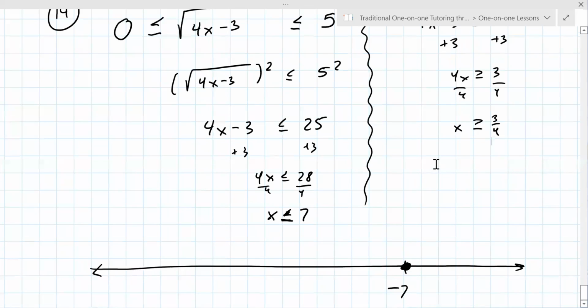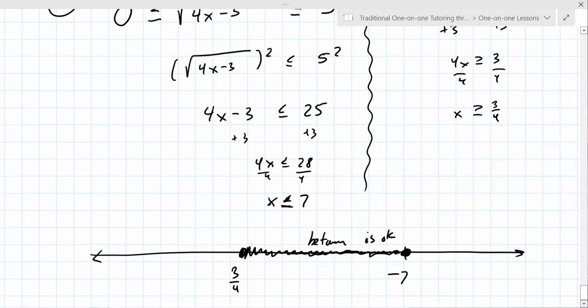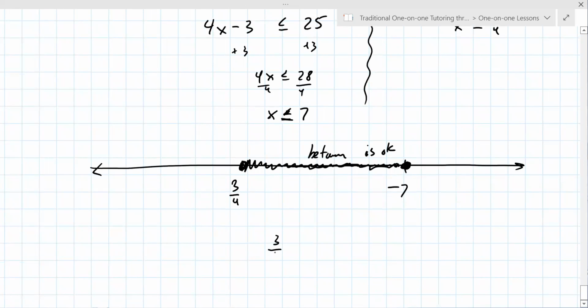So you come back to your number line. There's 3/4, I'm just making that up. And it's all the numbers in between. Okay. So in terms of how you write your answer, it's an inequality: 3/4, the left bound, less than or equal to x, less than or equal to, sorry, this should be positive 7. Sorry for writing that.